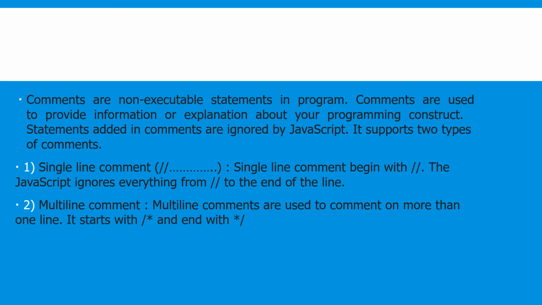One is the single line comment. A single line comment begins with a double slash. JavaScript ignores anything from the double slash to the end of the line. And multi-line comments are used to comment one or more than one line. It starts with slash star and ends with star slash. That means if you want multiple statements to be ignored by JavaScript, you can use the multi-line comment. And if you want a single statement to be ignored by JavaScript, then you have to use the double slash.